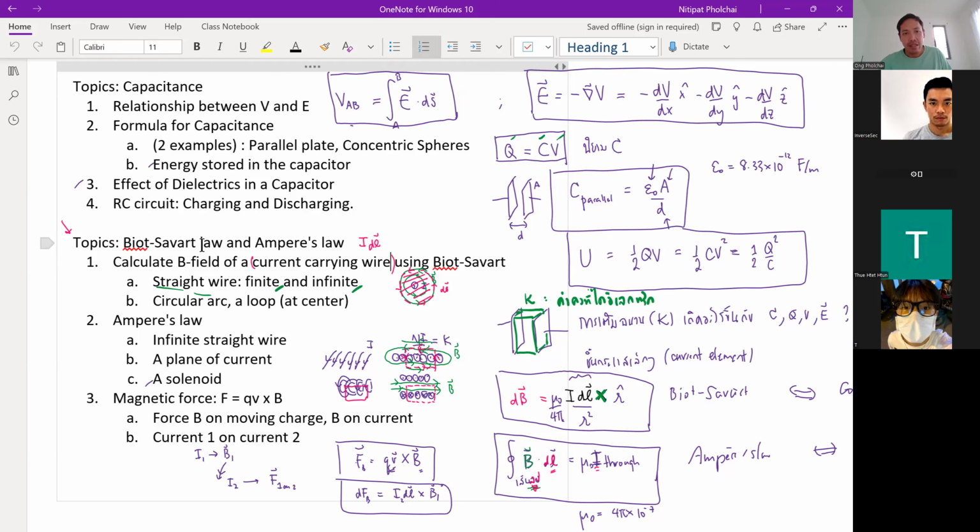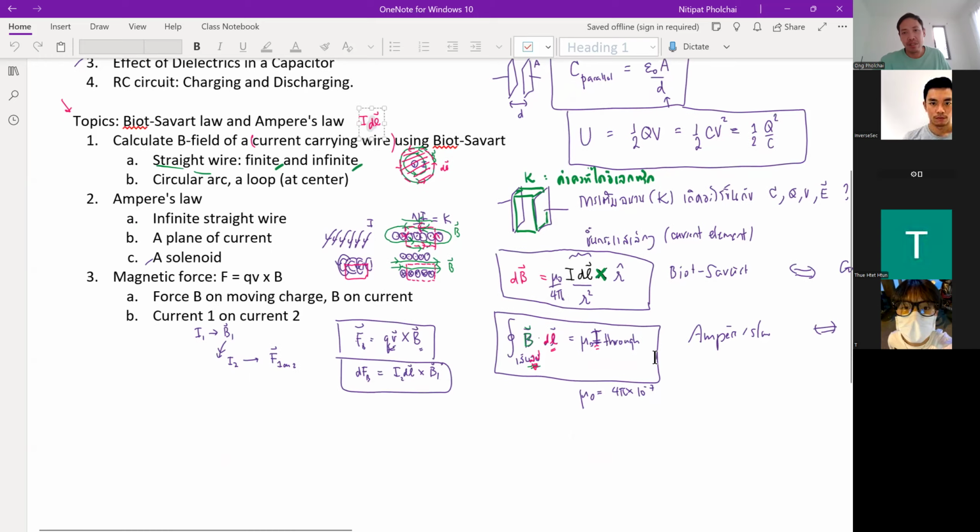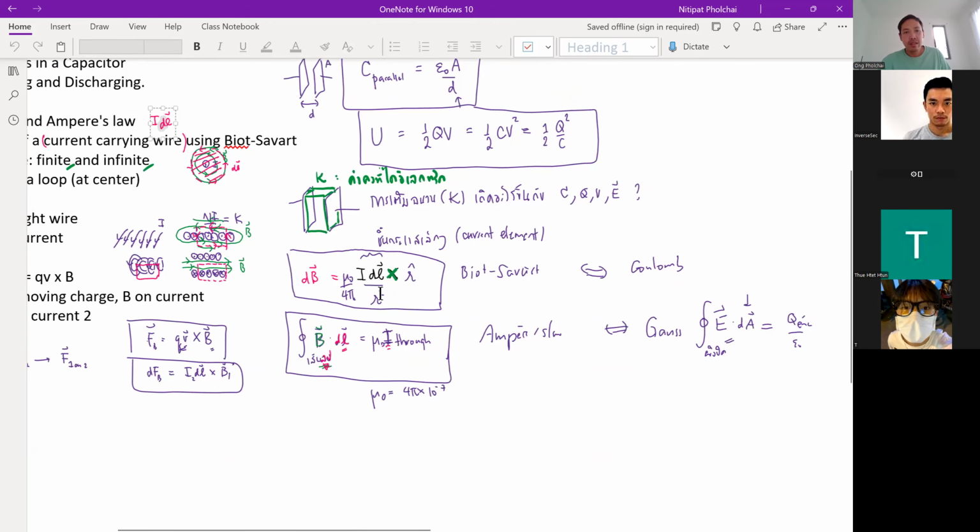The idea of Biot-Savart is that when you have a current-carrying wire, you have a current element IDL, and then you have this formula: dB equals mu naught over 4 pi, IDL cross R hat over R squared. This is Biot-Savart. You call IDL a small current element, and you take the cross product with the vector R. The vector R hat is measured from the source, the current element, to the point of interest.